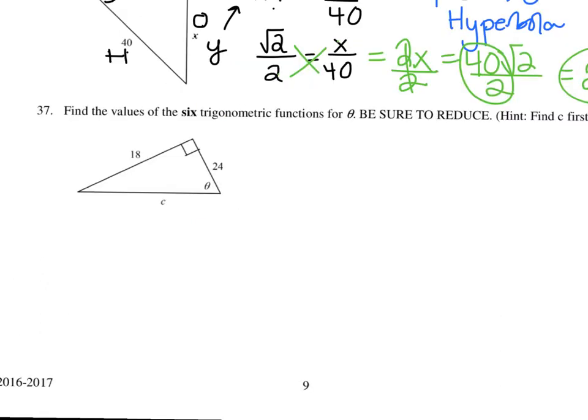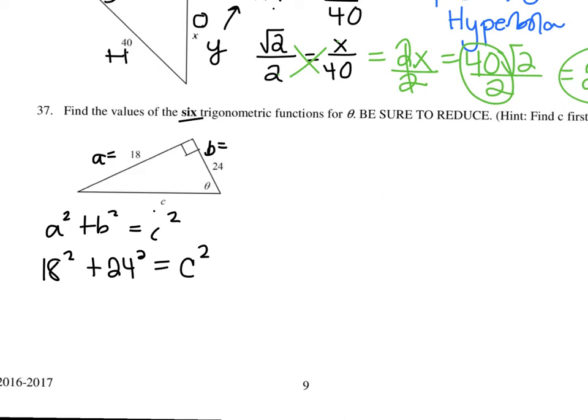Number 37, before we can find the values of the 6 trig functions, which use the opposite, adjacent, and hypotenuse, we need to actually find the hypotenuse, which is always c. That means the other 2 sides are a and b. It doesn't really matter which one's which, but if we have 2 sides and we want a third side, we use the Pythagorean theorem. So we'll plug in what we have. We'll have 18 squared plus 24 squared equals the hypotenuse squared.